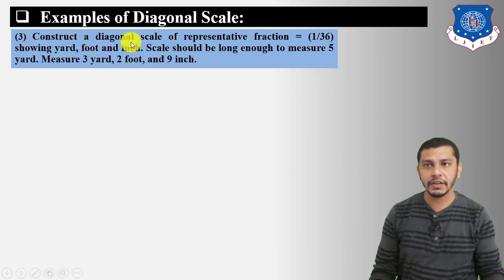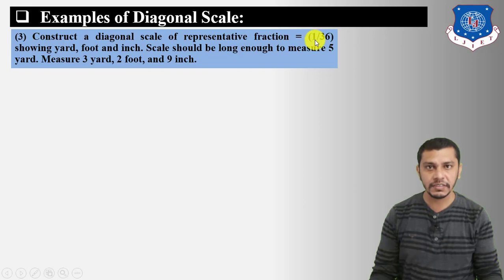Example number 3. Construct a diagonal scale of representative fraction equal to 1:36. So here RF is equal to 1:36, showing yard, foot and inch. Here we have been given 3 consecutive units: yard, foot and inch. The scale should be long enough to measure 5 yards. So the maximum measurement by the scale is 5 yards. Measure 3 yards, 2 feet and 9 inch on the scale.